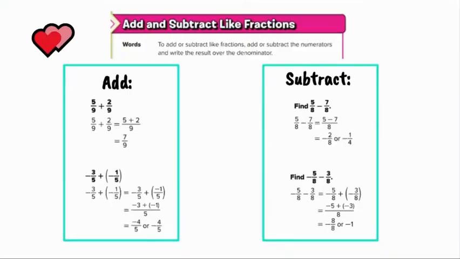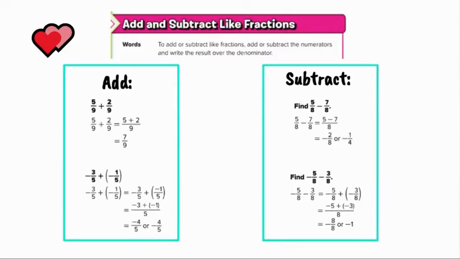So to add and subtract like fractions, add or subtract the numerators and write the result over the denominator. So let's take a look at the add side first. So we're going to add the numerators, which are the top numbers. So 5 plus 2 equals 7. And then we're going to write that over the denominator. So keep the denominator the same. That'll still stay 9. And your answer is 7/9.